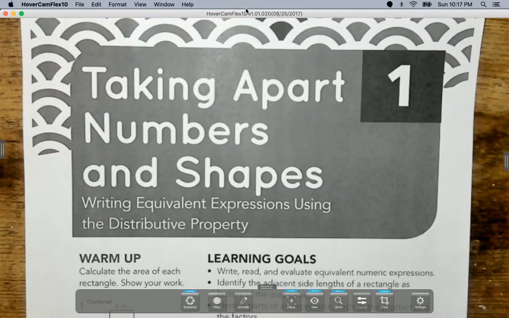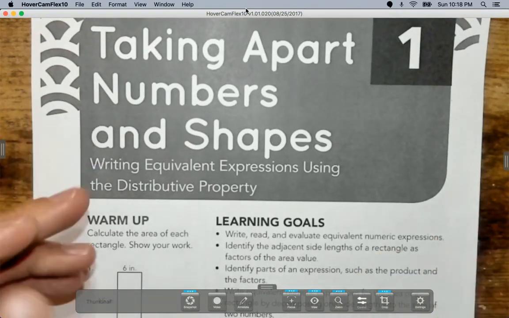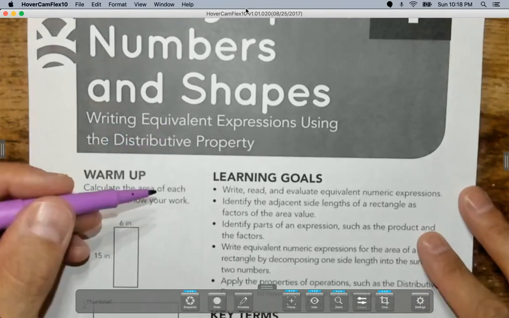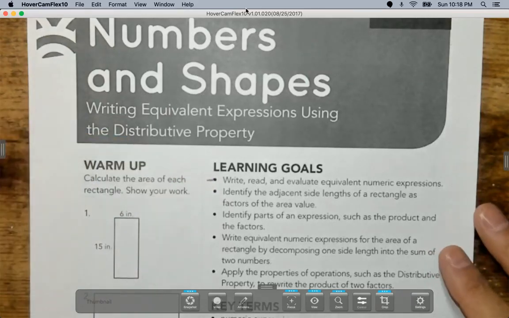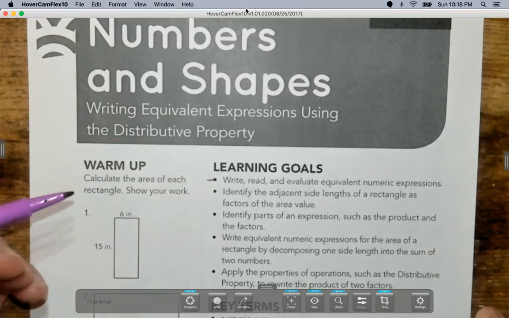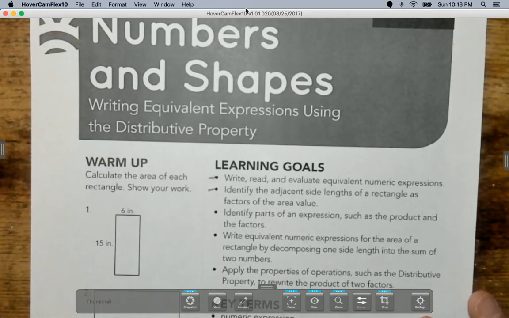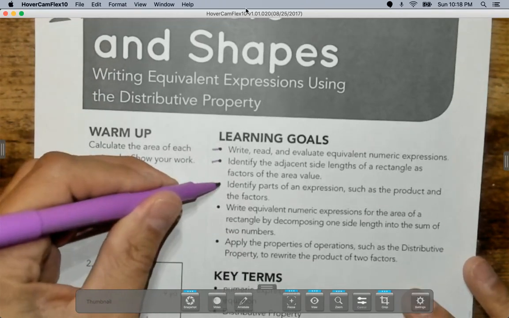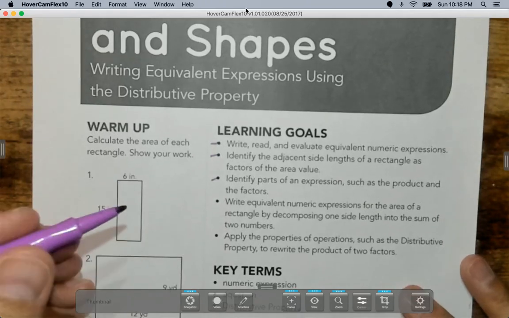All right, section 1 is about taking apart numbers and shapes and writing equivalent expressions using the distributive property. Learning goals in this very first section lesson is to write, read, and evaluate equivalent numeric expressions. Identify the adjacent side lengths of a rectangle as factors of the area value. Identify parts of an expression, such as the product and the factors.